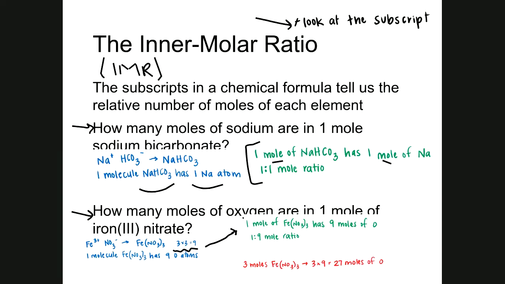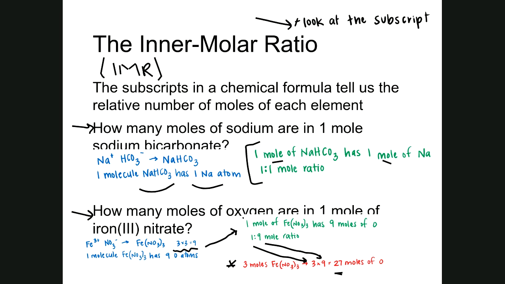So what if instead of asking how many moles of oxygen are in 1 mole of iron 3 nitrate, we said how many moles of oxygen are in 3 moles of iron 3 nitrate? Well, we know that it's a 1-to-9 ratio. So if the 1 was changed to 3, then we can multiply it by 9 to get 27 as our moles of oxygen, right? 1 to 9 is the same thing as 3 to 27. They are proportional.